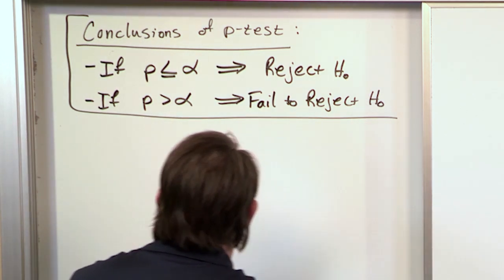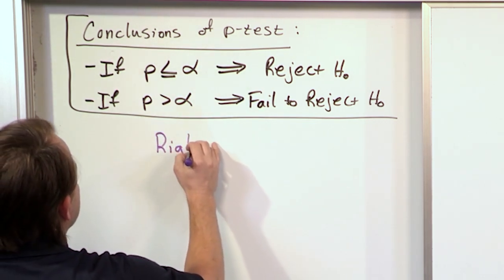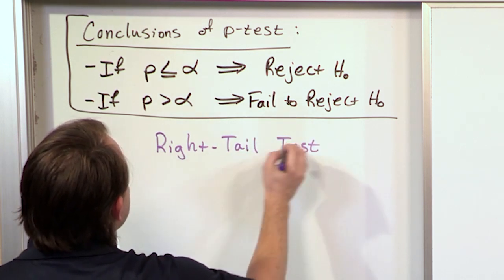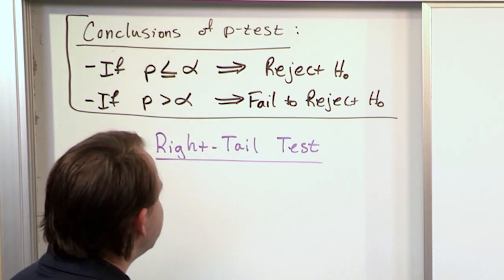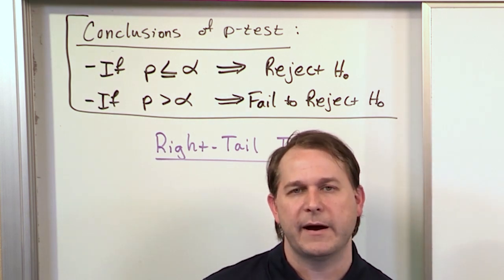So the first scenario is going to be the very easy one. Let's talk about a right tail test. We've been doing a lot of these. We did them for the t-distribution. We did them from the normal distribution. You know the basic idea. Forgetting about p-values, you know the basic idea of hypothesis testing, right?